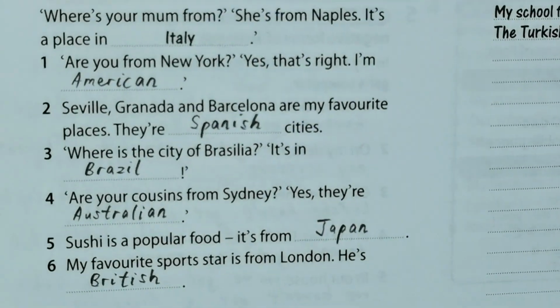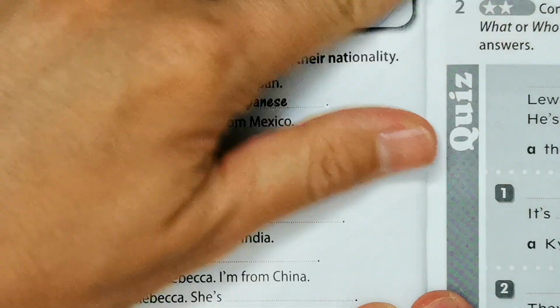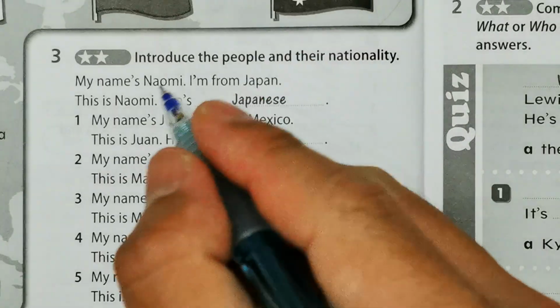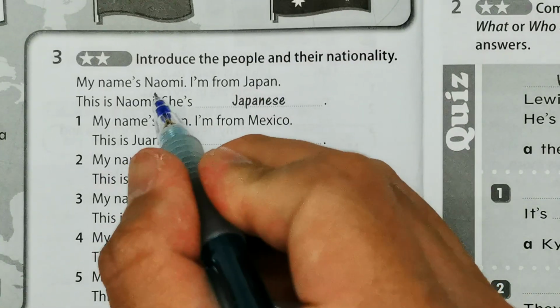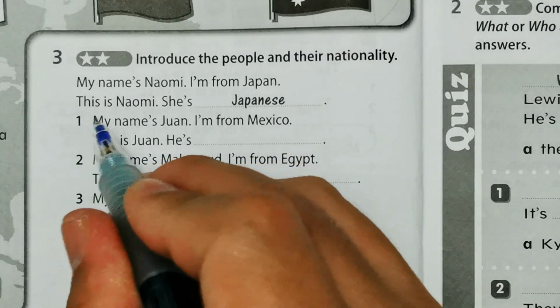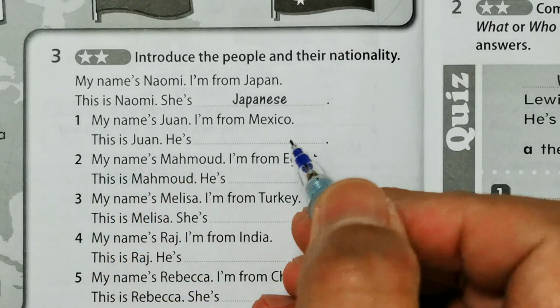So next we move on to activity 3. So introduce the people and their nationality. So my name's Naomi. So I'm from Japan. So this is Naomi. She's Japanese.